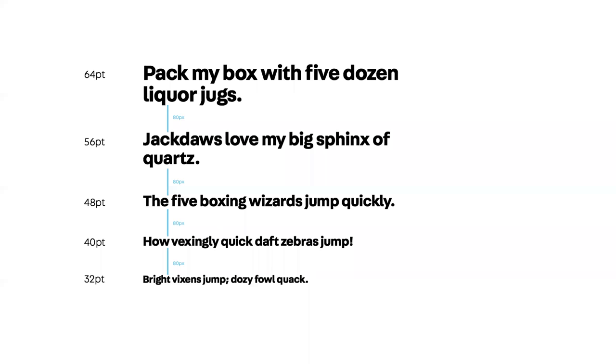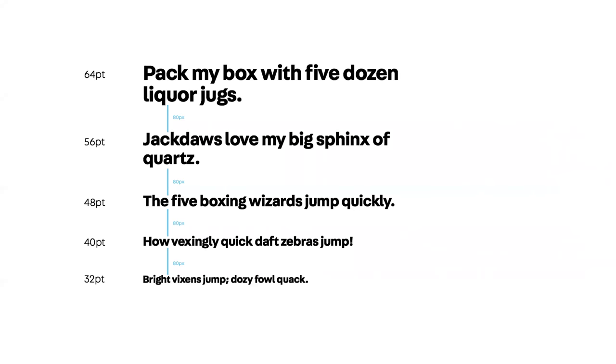All of these type sizes are multiples of 8. That's one way to create a type scale. And what's nice about this is that if I ever look through my designs and see a number like 100 or 17, I know that I broke my 8-point grid system. Even the margin in between these, 80 pixels, is a multiple of 8. So I know just by doing some simple math that I broke the system that I'm working with.